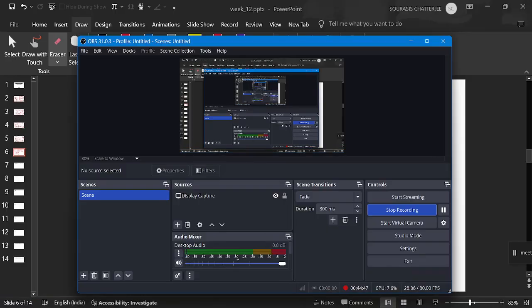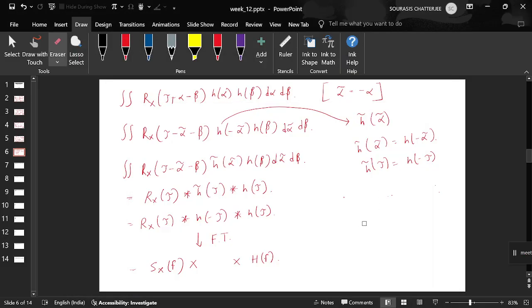So h of minus tau here has a Fourier transform as follows: h of minus tau e to the power minus j 2 pi f tau d tau. Okay, let me just change the computation here. Let me start the other way around.